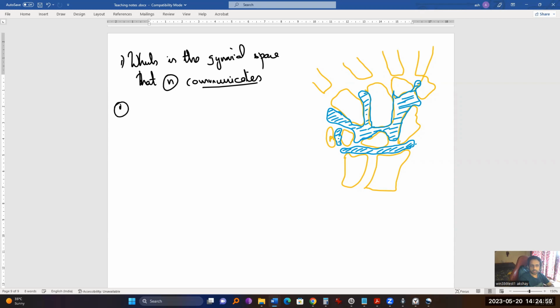So the answer for that is this one is the radius, this is the ulna. Okay, this is the pisiform bone. Between the radius and the other carpal bone, this is the radiocarpal joint space or the radiocarpal joint. And here near the pisiform bone, you see the pisiform recess. These two normally communicate.